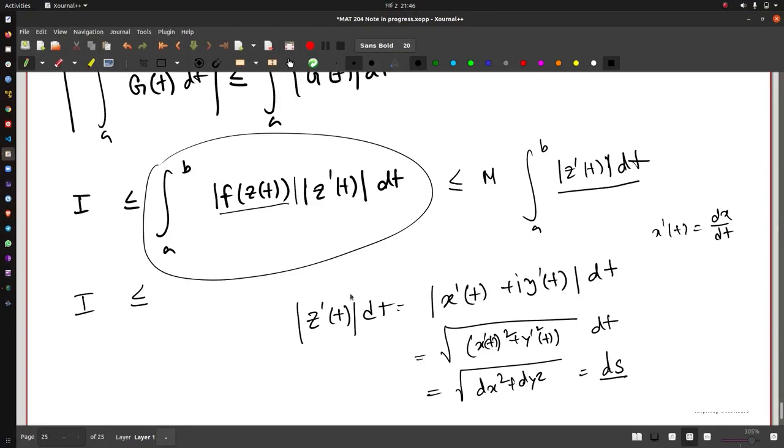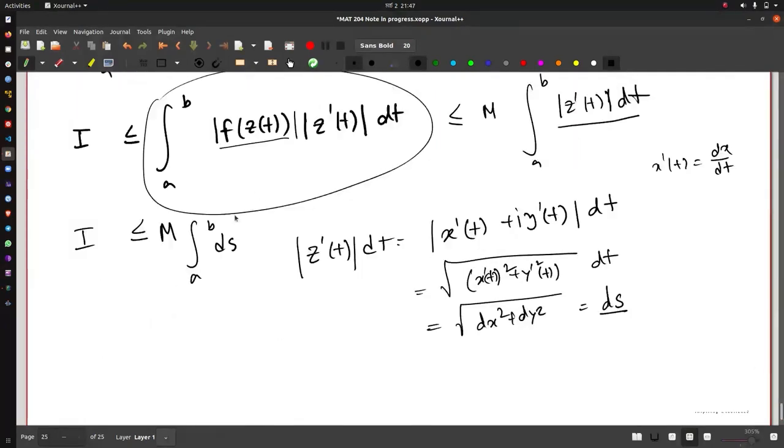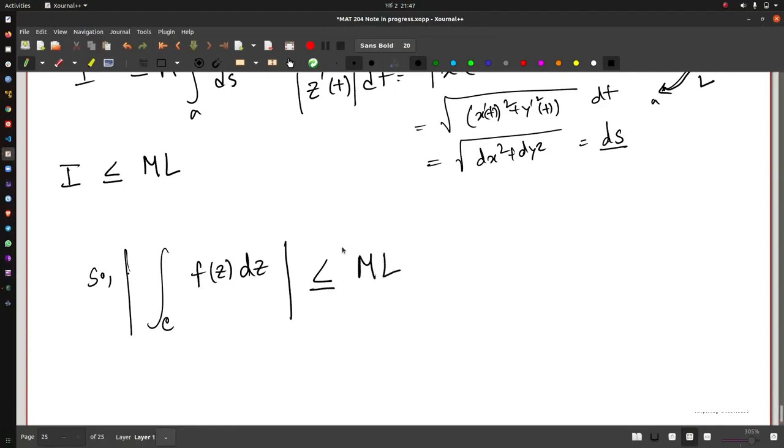So using all this information, the modulus of I is less than or equal to M times the integral from a to b of ds. And what was our contour length or arc length? The contour has length L. So from a to b it has a length of L. Finally we have that the modulus of I is less than or equal to ML, where M is the upper bound for the function itself and L is the length of the contour. This is how we prove it.